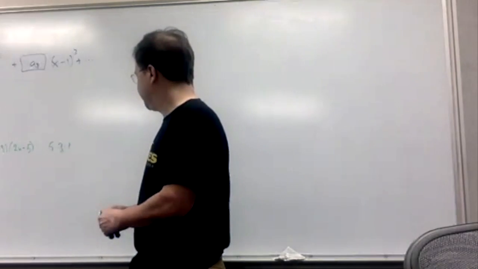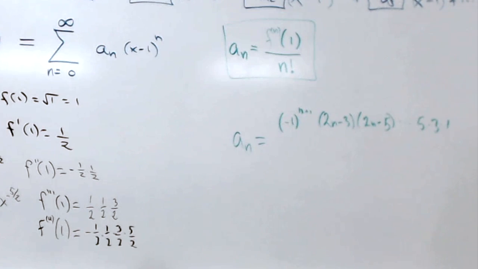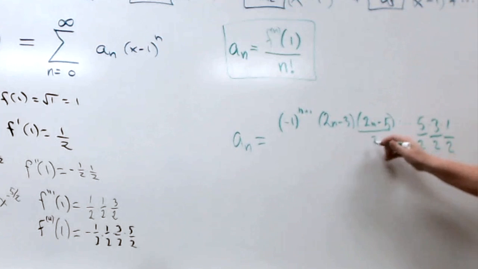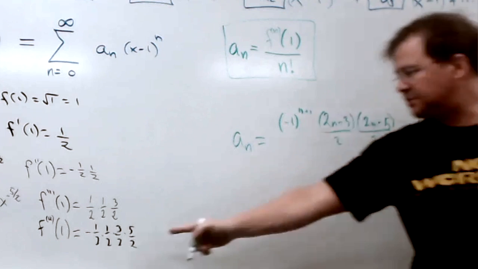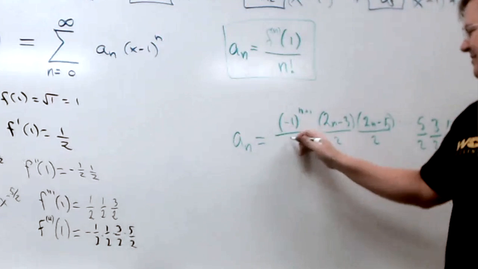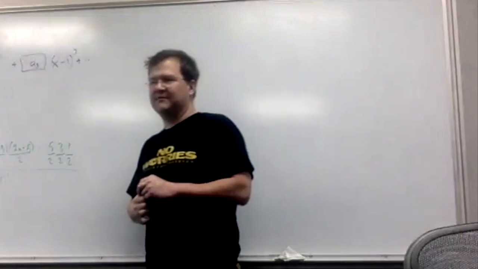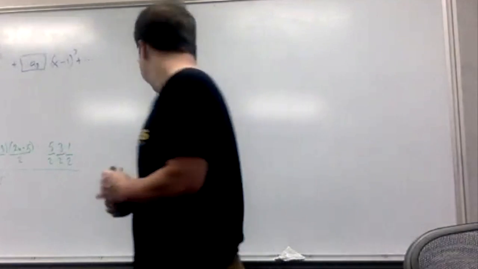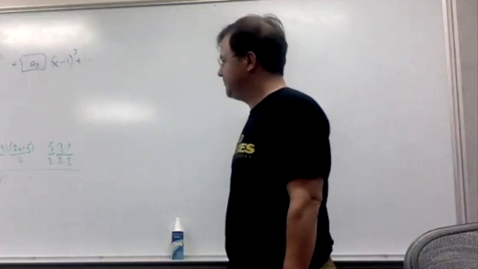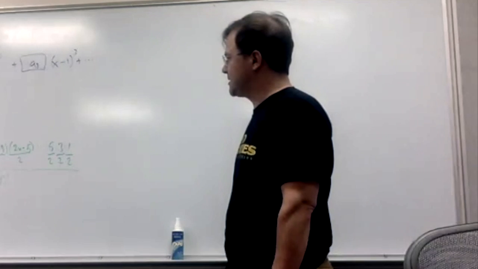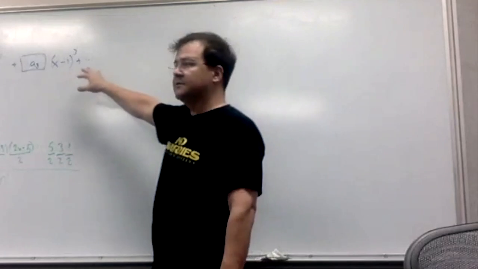Actually, it looks like there's a 2 for every single one of these. I could just put a 2, 2, 2, 2, 2, and 1 extra 2 right here. And that's all over n factorial. Okay, that formula is kind of an eyesore. But let's just write out the first, let's say 4 or 5 terms of this series and see what it looks like.